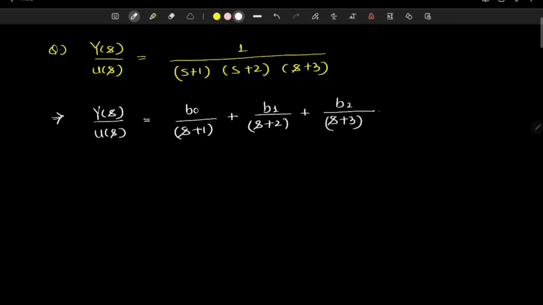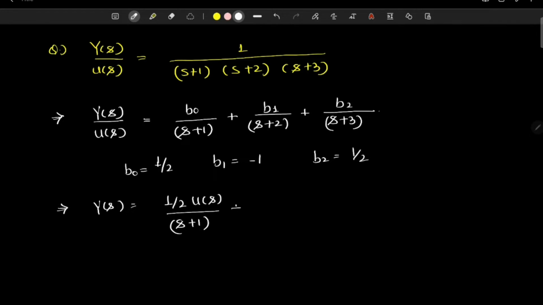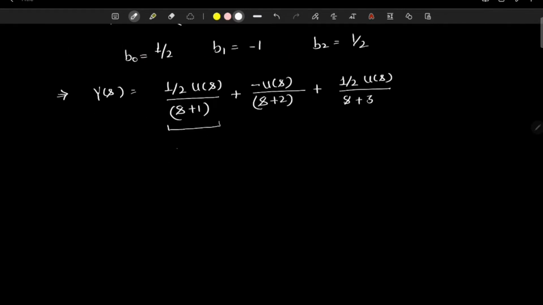We know how to find this. I'll take the direct values: b0 is 1 by 2, b1 is minus 1 and b2 is 1 by 2. You can solve this equation. Now y of s is equal to 1 by 2 u of s divided by s plus 1, minus u of s divided by s plus 2, plus 1 by 2 u of s divided by s plus 3. Now we will take the first term as x1 of s, the second as x2 of s, and this one is x3 of s.